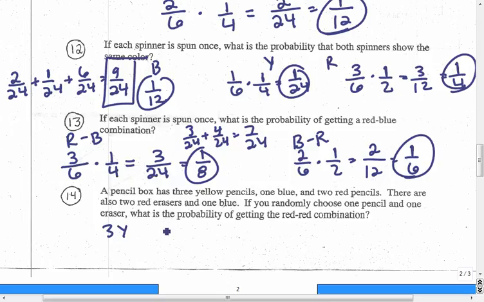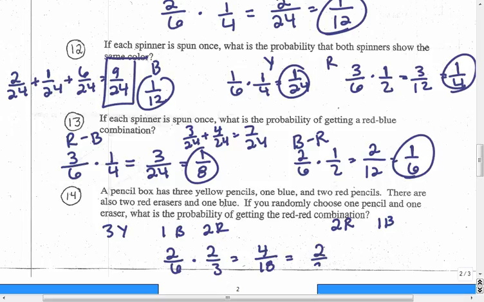Alright, you have 3 yellow pencils, 1 blue pencil, and 2 red pencils. You have 2 red erasers and 1 blue eraser. So if you choose 1 pencil and 1 eraser, what is the probability of getting a red-red combination? It would be 2/6 times 2/3, which gives me 4/18, and I can reduce that to 2/9.